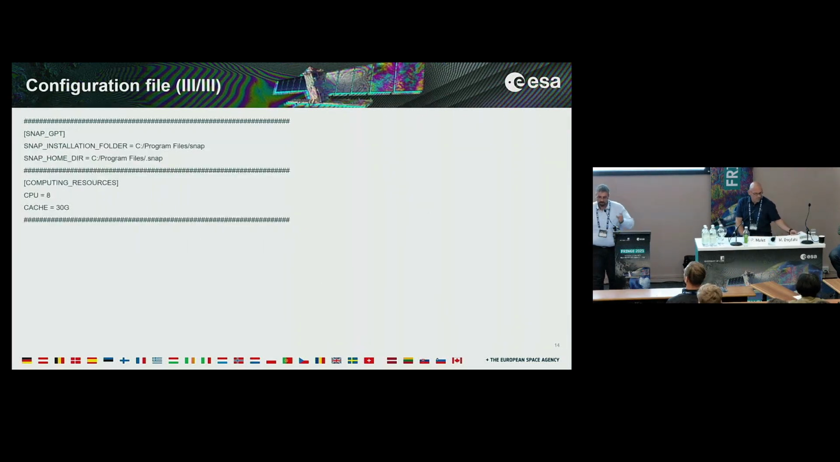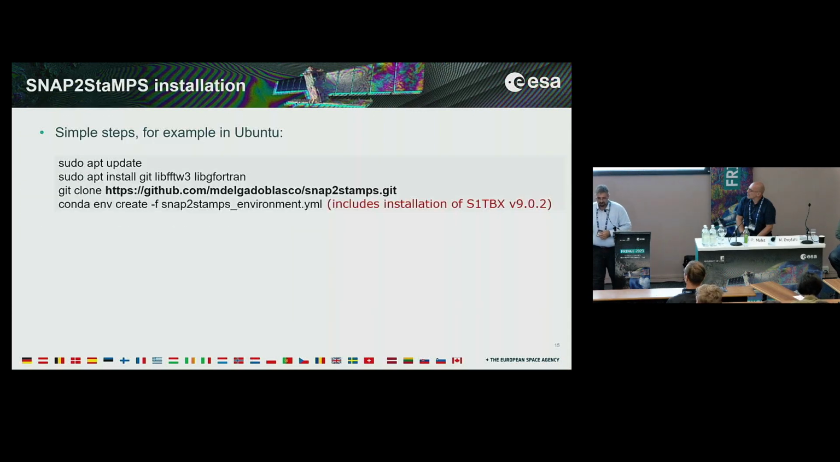Okay, just the last thing, you always need to put where the SNAP installation folder is, and now also where the home directory is, the hidden one, which has the color palettes and so on. So we produce the interferograms with colors and so on. So this is it. Okay.